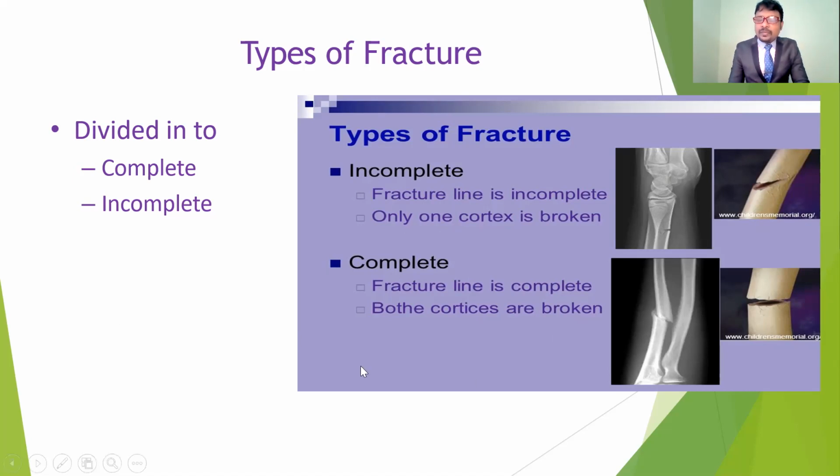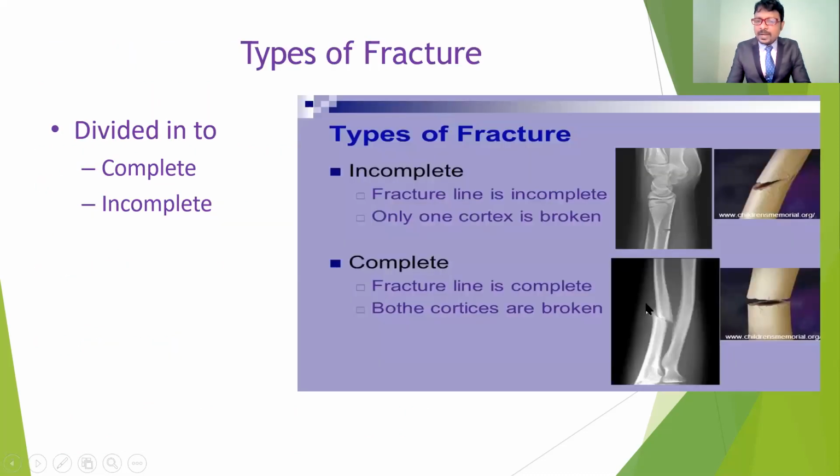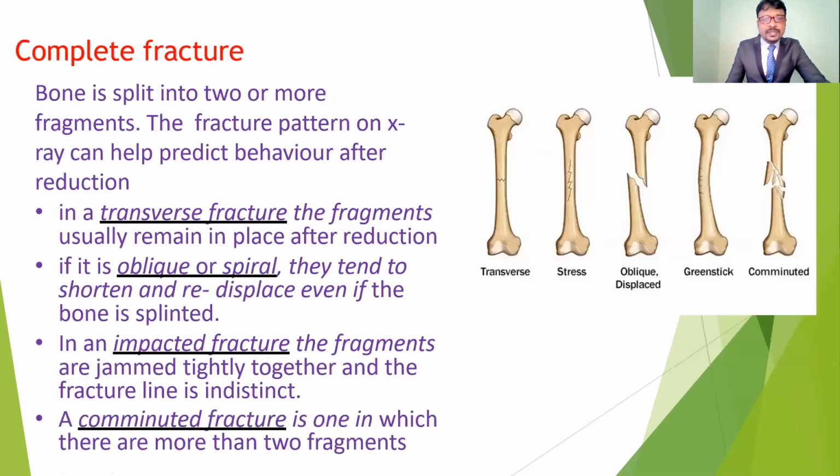Coming to the complete fracture, the fracture fragments are going to be complete. Both cortices are going to be broken. If you see here, both sides have the fracture. So this is the complete fracture. Here the fragments are separated and there is a break at both sides of the cortex. So these are the two types of fractures, the complete fracture and the incomplete fracture.